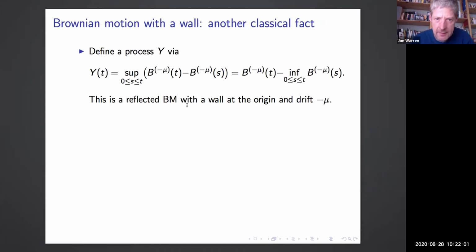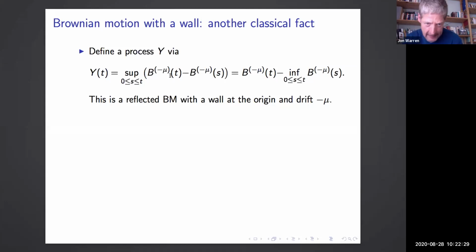So this is a bit more classical, first course in Brownian motion type stuff. So let's go back to just thinking about one Brownian motion with drift. And I'm going to define a new process, Y_t, and it's the maximum over s from 0 to t of the Brownian motion with drift at time t minus the Brownian motion at time s.